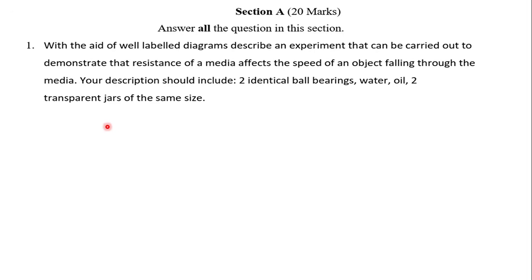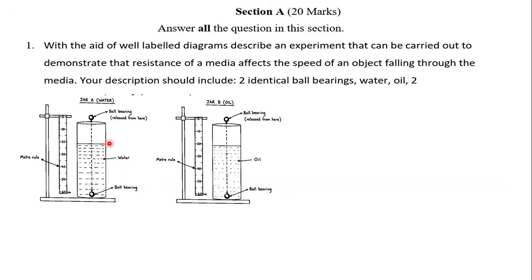So the diagram that is desired for this question is simply this one here. Take note that the diagram represents what has been mentioned. So we have 2 ball bearings, identical ones. We have a ball bearing here, another ball bearing there. Water in one of the cylinders. So water is a medium. Remember, medium means substance. It can be a liquid or gas. So in one cylinder we have water, in another cylinder we have oil. We have 2 identical balls.